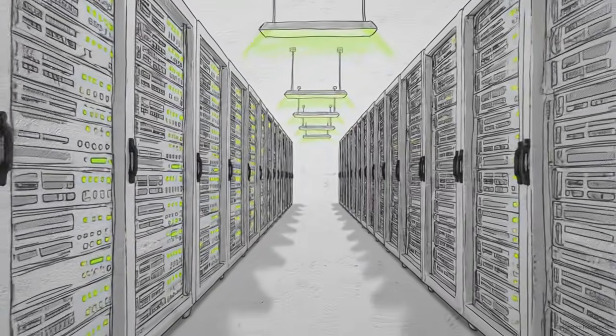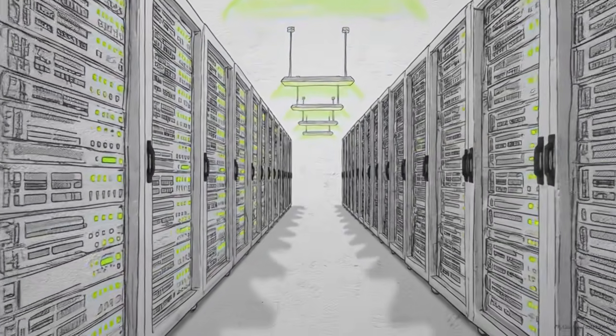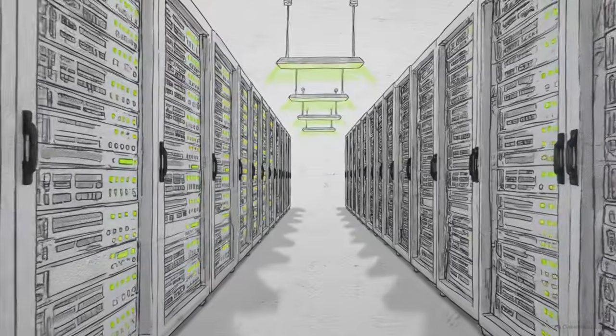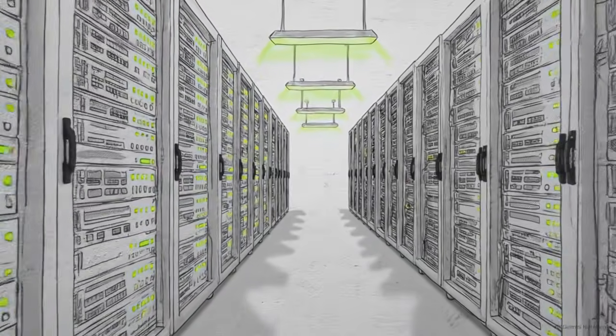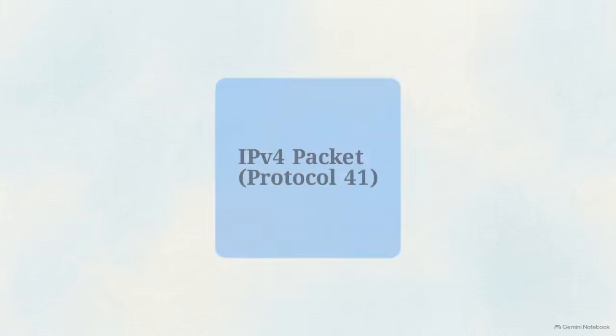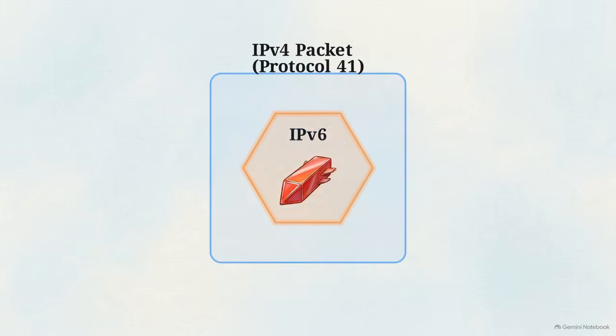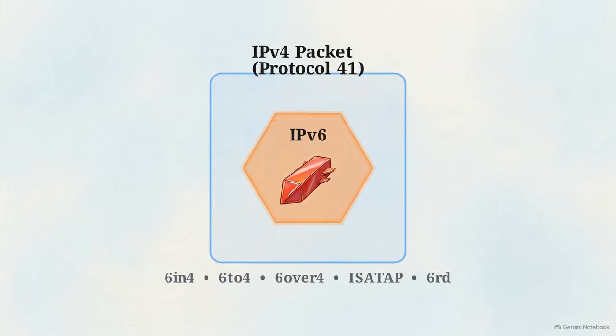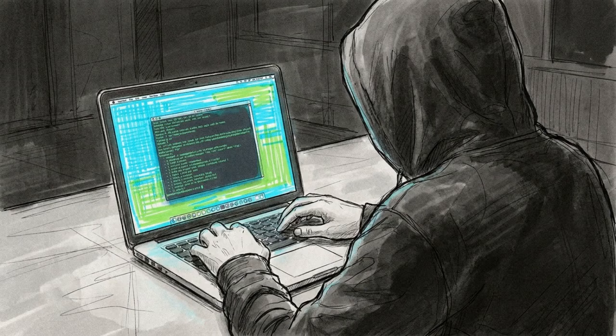Network administrators often design their IPv4-only networks to be completely locked down, but modern operating systems ship with IPv6 enabled by default. Because of this default state, an attacker can use hidden IPv6 transition technologies to slip right past standard IPv4 security controls without triggering a single alert.